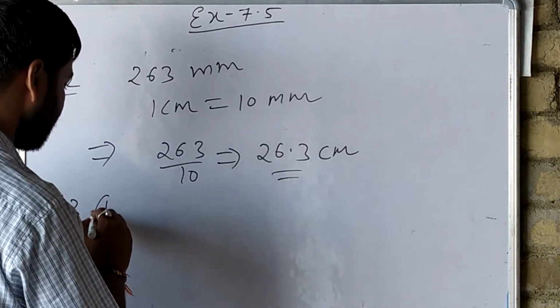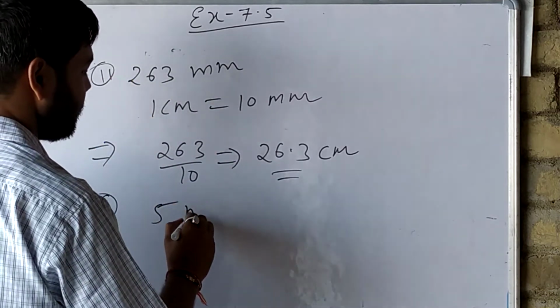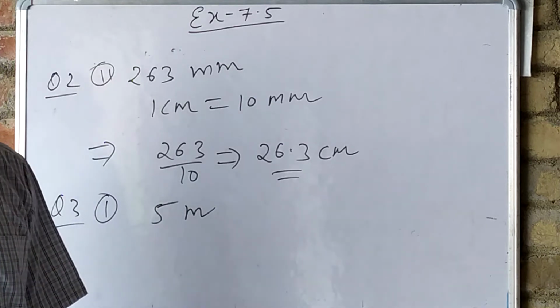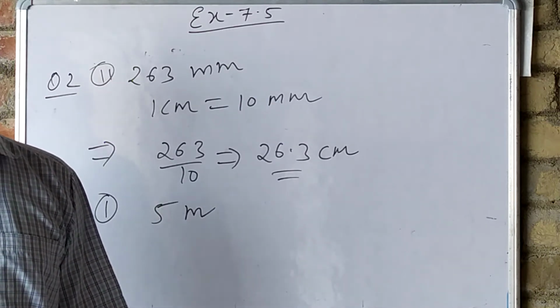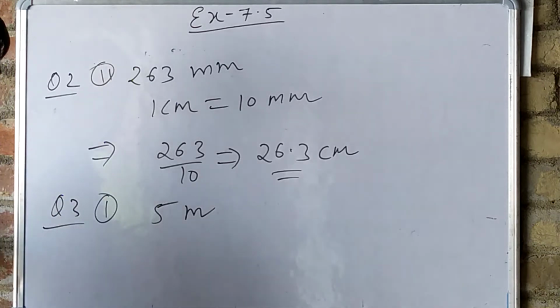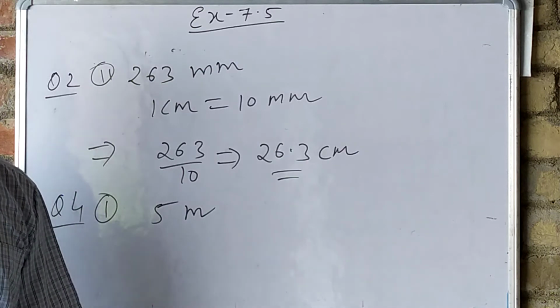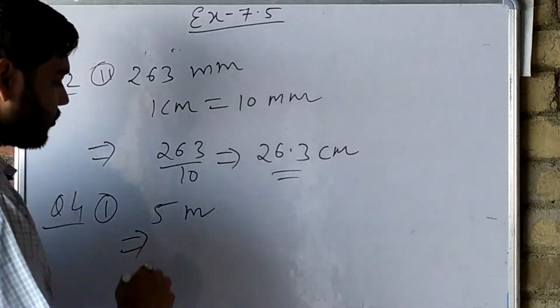See, first part we will have, this is second part, this is first part, 5 meter. And what we have to do, we have to convert it into 5 meter. This is question number 4. Okay, question number 4. 5 meter we have to convert it into kilometer. So what we have to do, we have to convert it into kilometer.